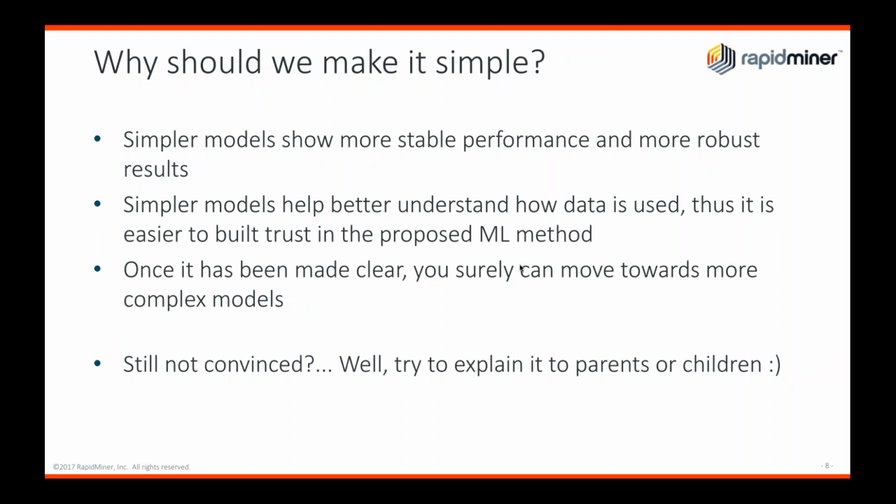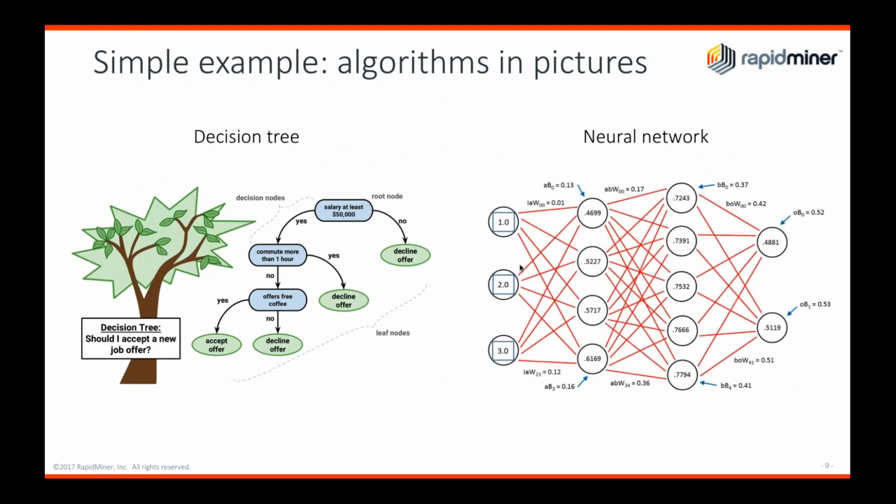Simple models make it much more clear how the data is used, what data is used, and how the predictions the model gives are aligned with the data. Once this is made clear, you can move towards more complex models, but the simple things are a good place to start. And there is also one good real-life method to test for simplicity. I guess you all know it: just try to explain this to children or just draw the scheme. This is just a couple of examples.